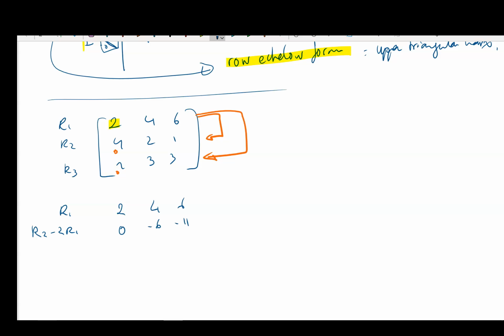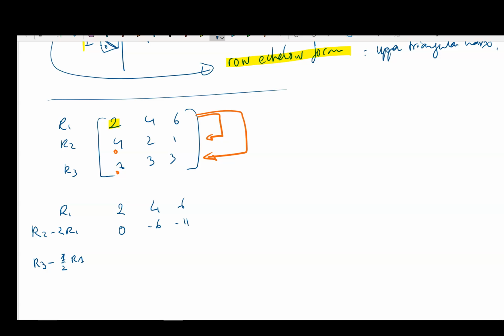Similarly, for the next step, I want you to use row 3 minus something times row 1. Don't multiply row 3 by anything. I want it to be like this. I will show you why this is important. So your row 3 minus, obviously, 1 over 2 times row 1.